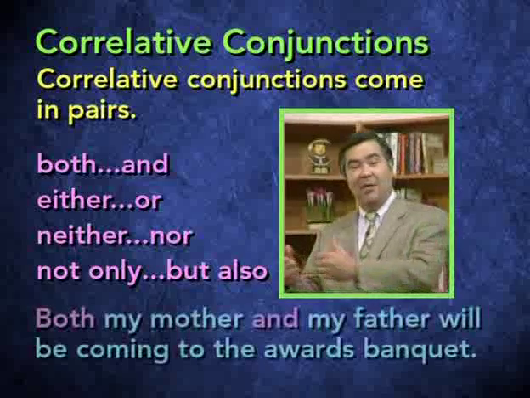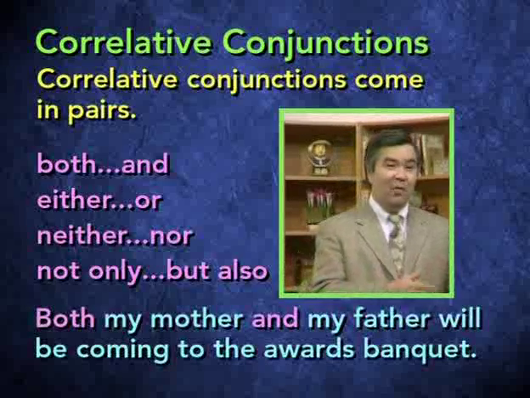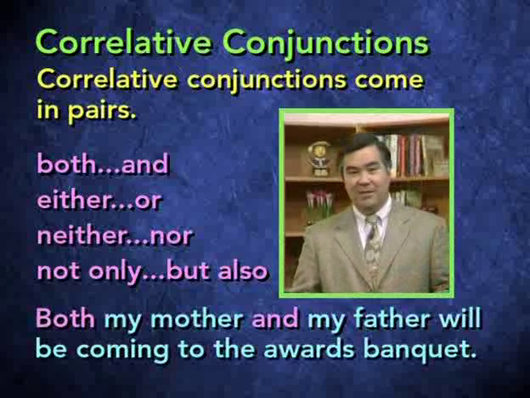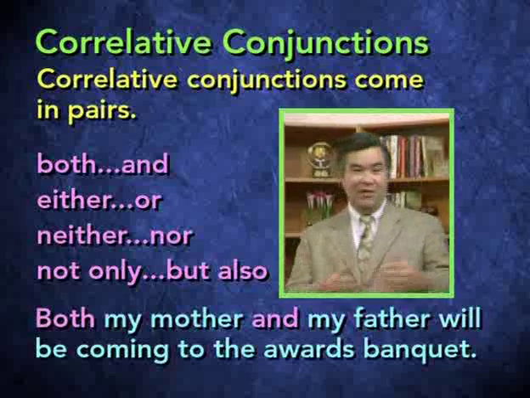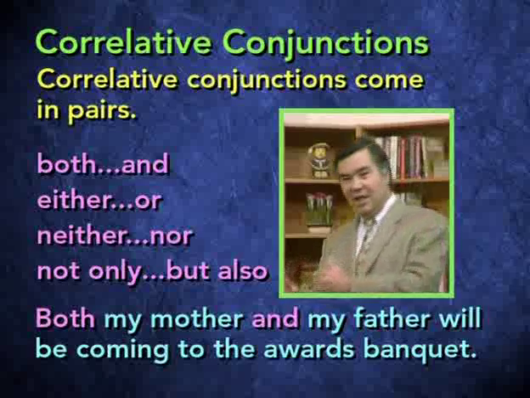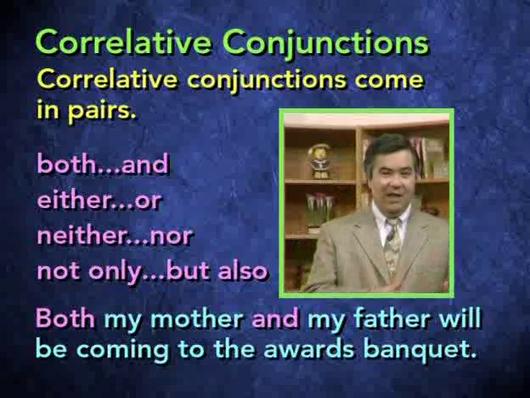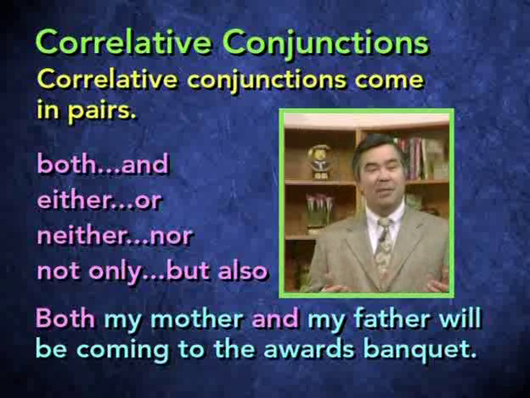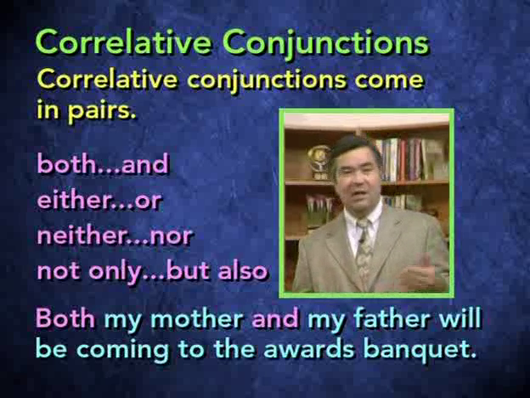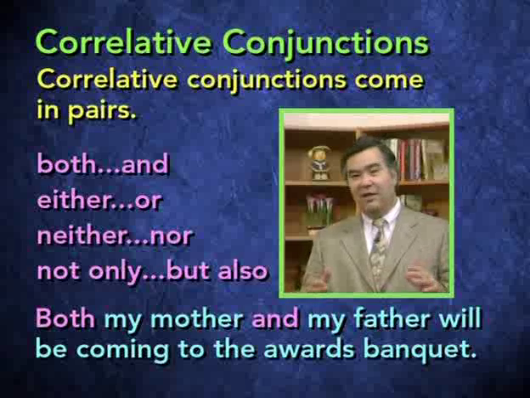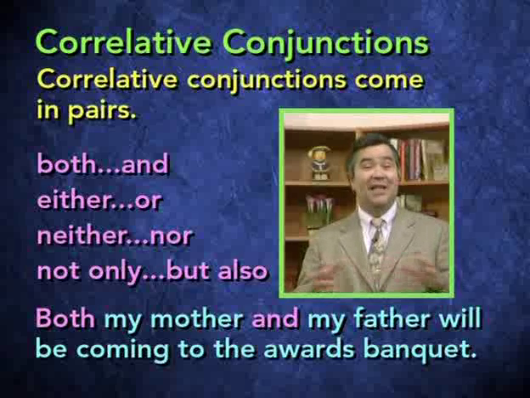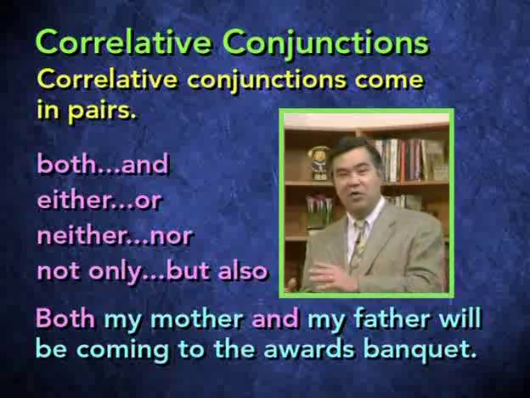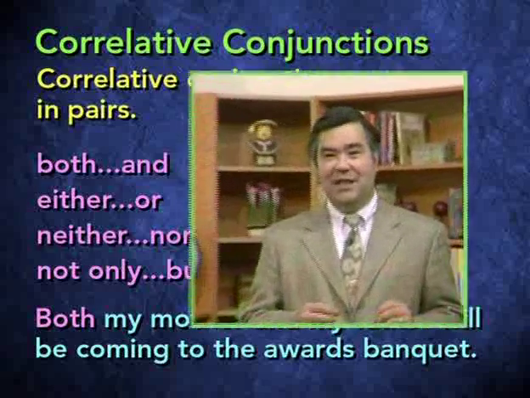So both my mother and my father will be coming to the awards banquet. When you begin with either, you need to follow through with or. Neither needs to be completed with nor. And not only needs to be completed with but also. A common mistake that people make is to use one but not the other. The correlative conjunction must be used in its entirety, so whenever you use the first part of it, you need to use the second part.